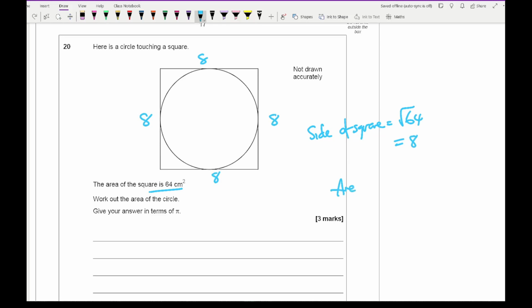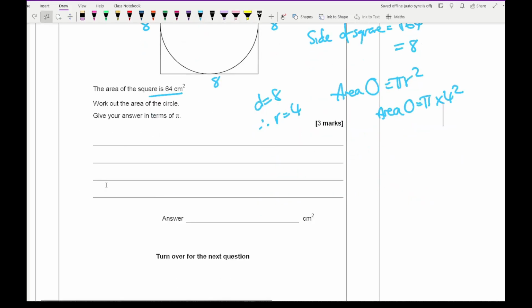The area of a circle is pi r squared. So here the diameter is 8, so therefore the radius is going to be 4. And so then the area of the circle is pi times 4 squared, 16, so the answer is 16 pi.